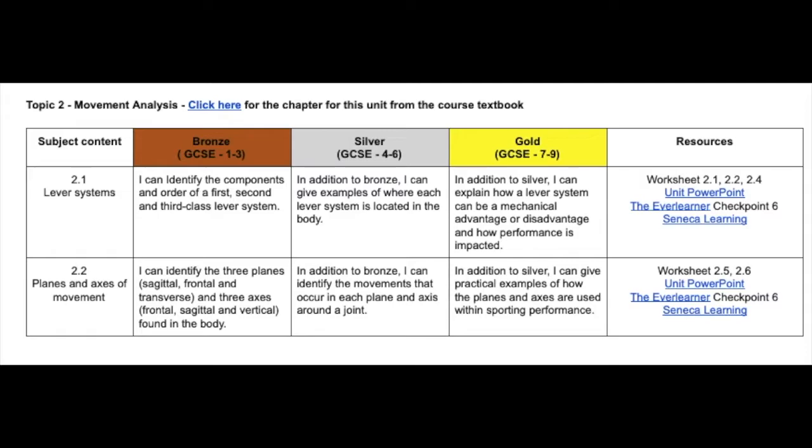Right, in this video we're going to look at 2.2 planes and axes of movement. Now it's slightly confusing, planes and axes. A plane is kind of, if you think of a sheet of glass going through the body and we move along the plane. So if the sheet of glass goes through our body front to back, then the movement is in a forward and backwards direction. An axis is what we rotate around.